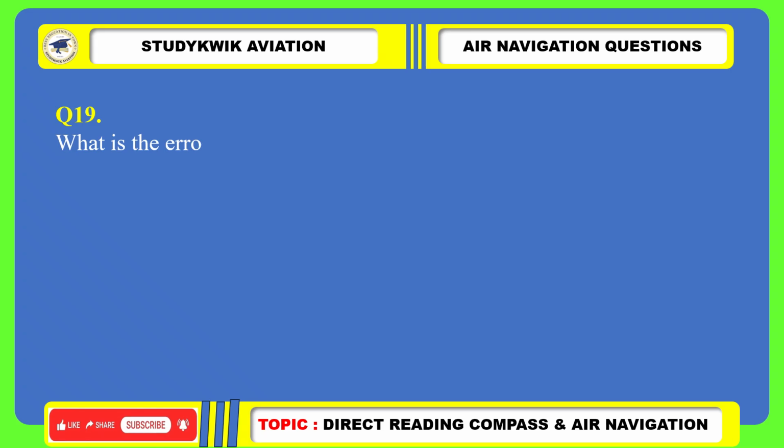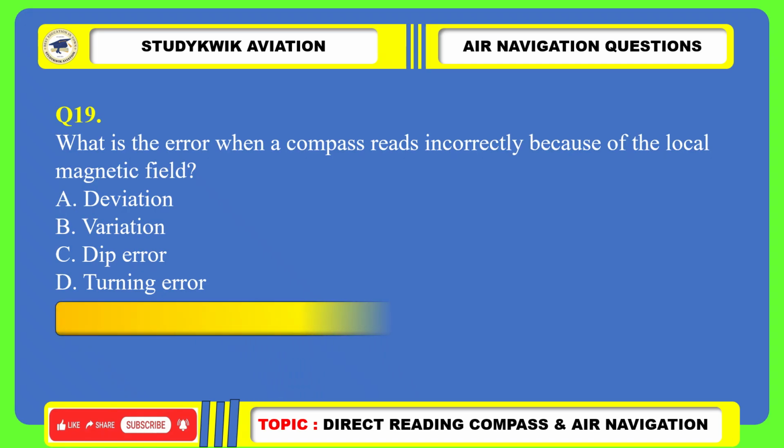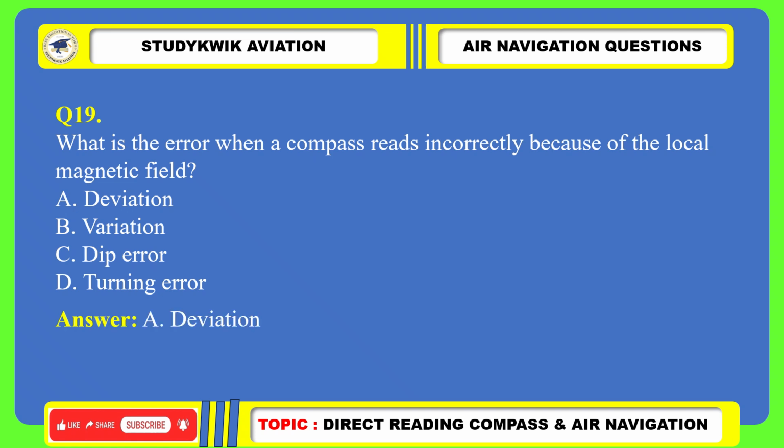Question 19. What is the error when a compass reads incorrectly because of the local magnetic field? Deviation, variation, dip error, turning error. The correct answer is A. Deviation. Local interference from onboard systems causes deviation.